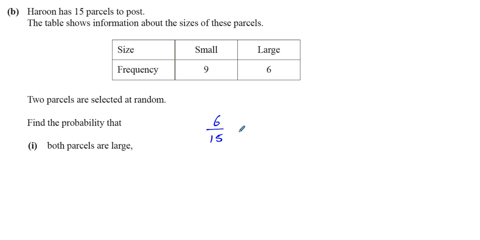So for his second parcel, there's only going to be 14 parcels left, and only 5 of them will be large. Right? So you have 6 over 15 times 5 over 14. That goes into that 3 times, and into that 2 times, and into that 7 times. So you're left with 1 over 7. Okay? All right. Part B, part 2.